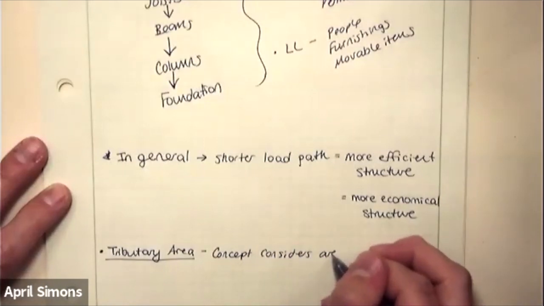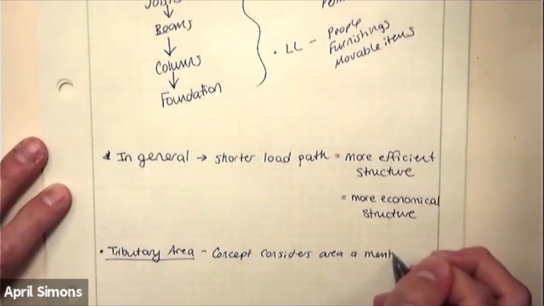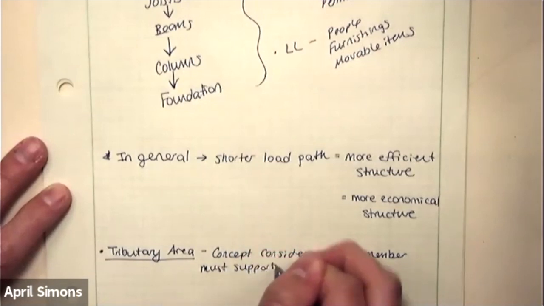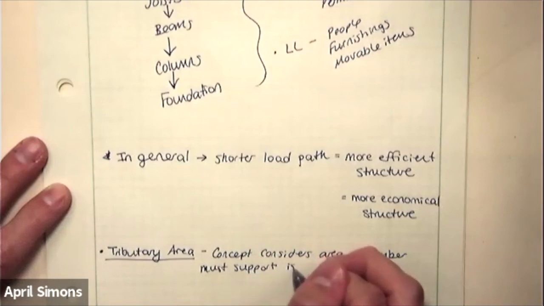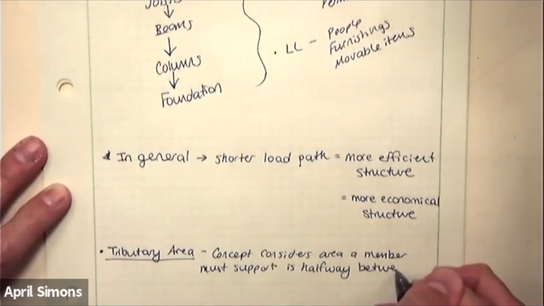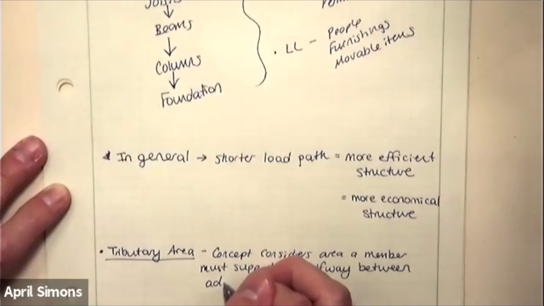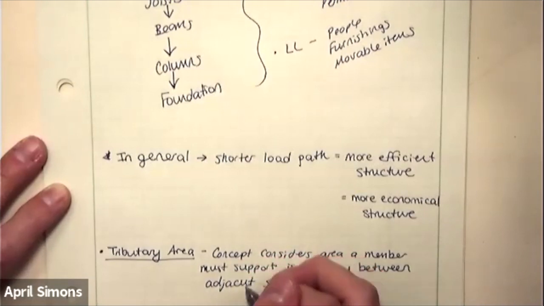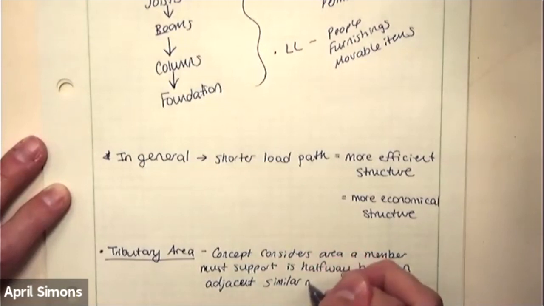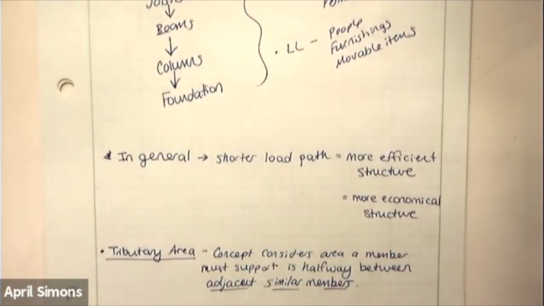This concept considers the area that a member must support as being halfway between adjacent similar members. Adjacent similar members. I'm going to show you guys what that means in a second. For now, we'll just define it and then we'll look at it schematically.